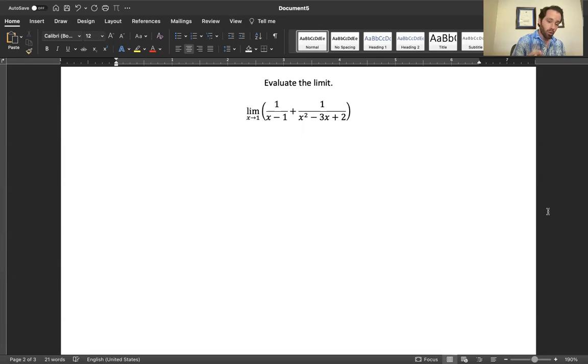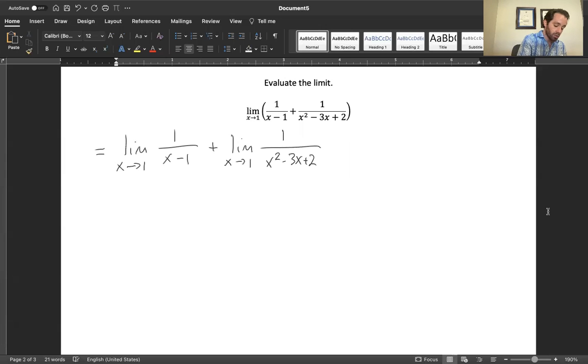What you do not want to do is say that this is going to be equal to the limit as x goes to 1 of 1 over x minus 1, plus the limit as x goes to 1 of 1 over x squared minus 3x plus 2. No, no, no.